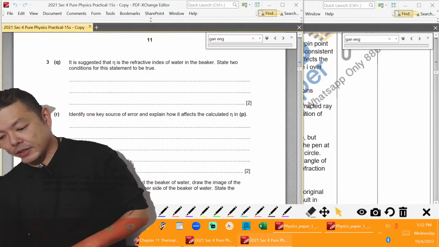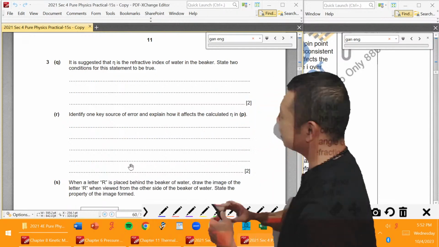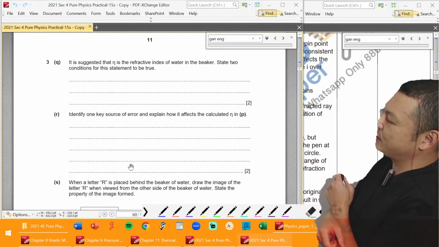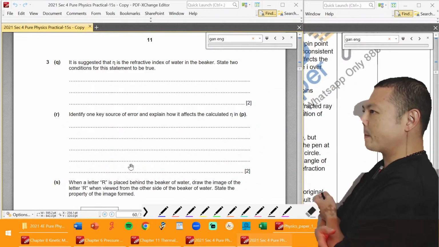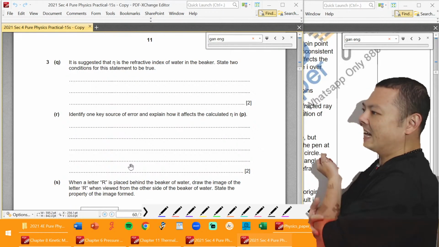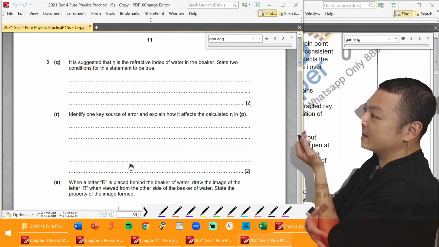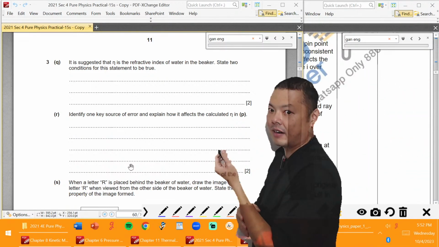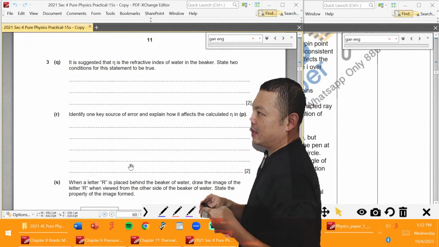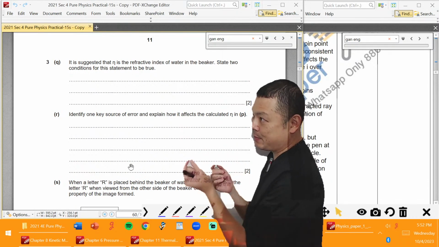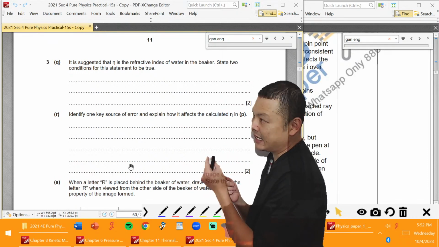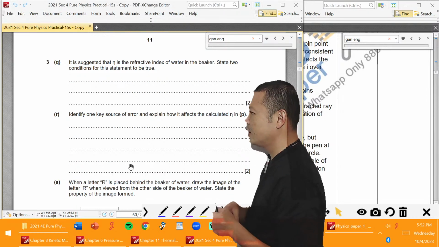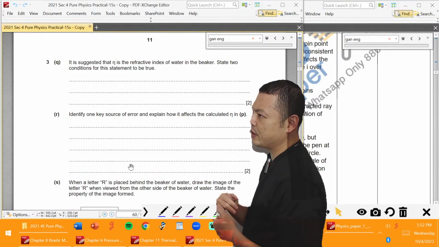But I'm still not done with this one yet. Suggested that n is the refractive index of water. State two conditions for this statement to be true. I mean, one very obvious thing to me is the thickness of the glass beaker. The glass beaker, right? That's an issue to me. So, what are the conditions for it to be true?